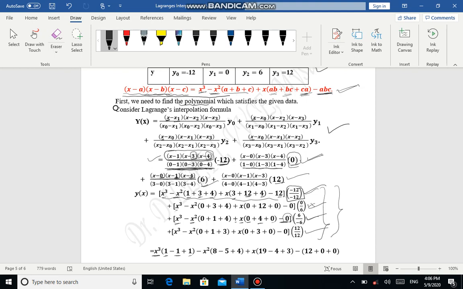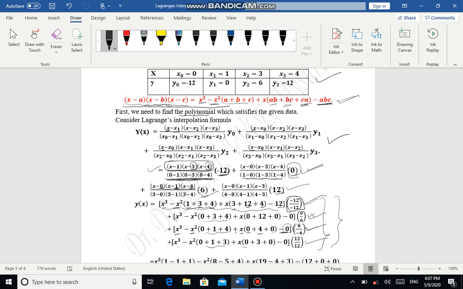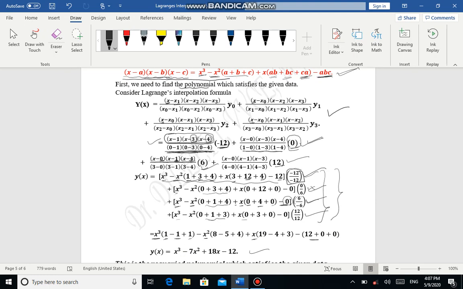Similarly, collect the coefficient of x square. When you are collecting the coefficients, here x square into 1 plus 3 plus 4 means 8 into this, 7 into this, 5 into this, 4 into this. So remember that, this is also multiplied to each term. Similarly, collect the coefficient of x and collect the constant term. That gives a polynomial.